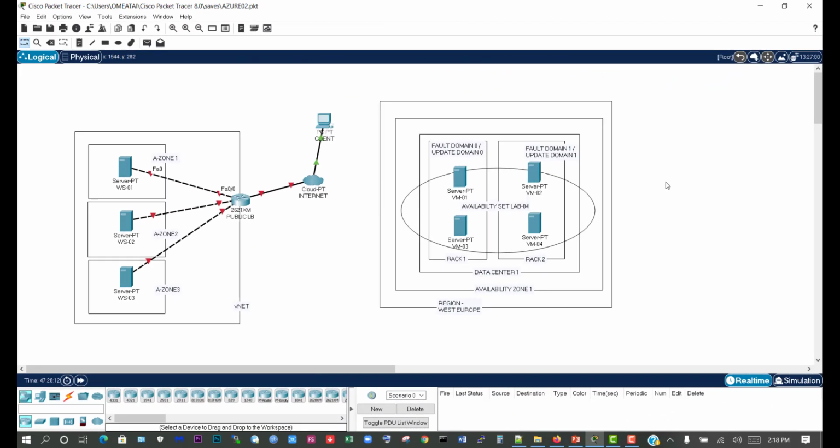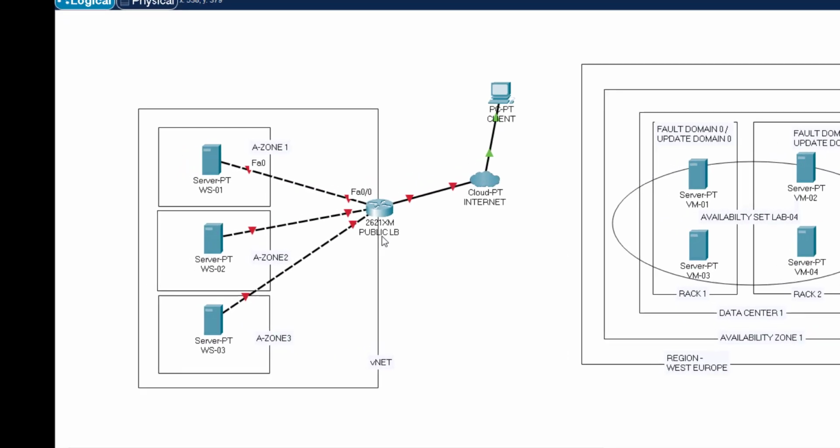So now we're back on our lab and we can see the public load balancer will be connected to 3 web servers, server 1, 2, and 3, and the public load balancer would be publicly facing the internet. So it will have an IP address which would communicate with the internet, and the web servers would also be able to communicate to the internet through the public load balancer. So what it means is that when we create the public load balancer and we need to configure it, we need to set outbound rules to enable the virtual machines to be able to access the internet through the load balancer.